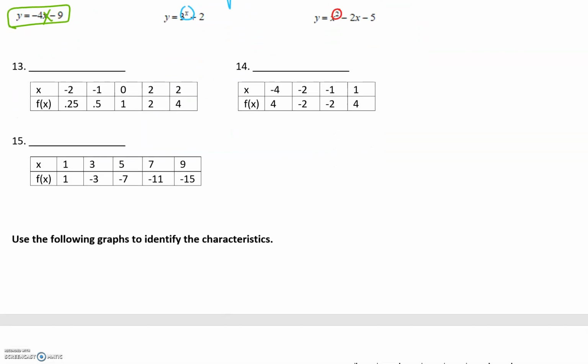Now, let's take a look at 13, 14, 15. So these are our tables. So what I'm going to do is I'm just going to go ahead and graph them just to get me started. So on number 13, we see that -2 is right above the line. -1 is still right above the line. 0 is at 1. 1 is at 2. 2 is at 4. So I'm seeing that it's shooting up pretty quick. That right there tells us that that's exponential.